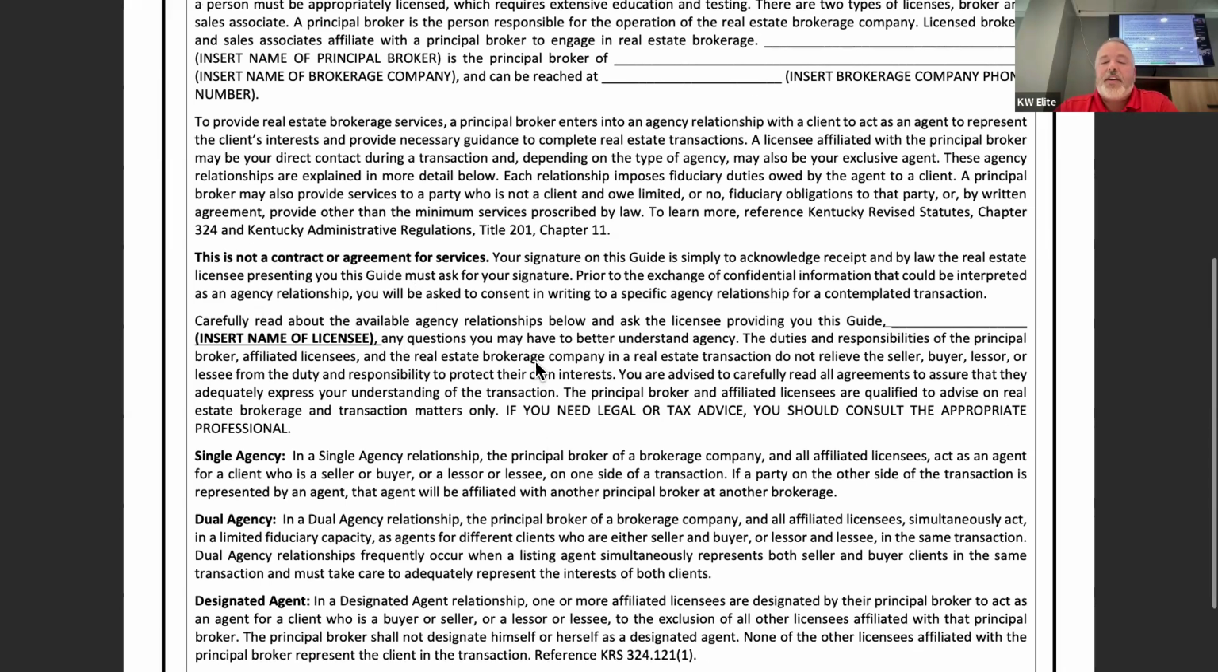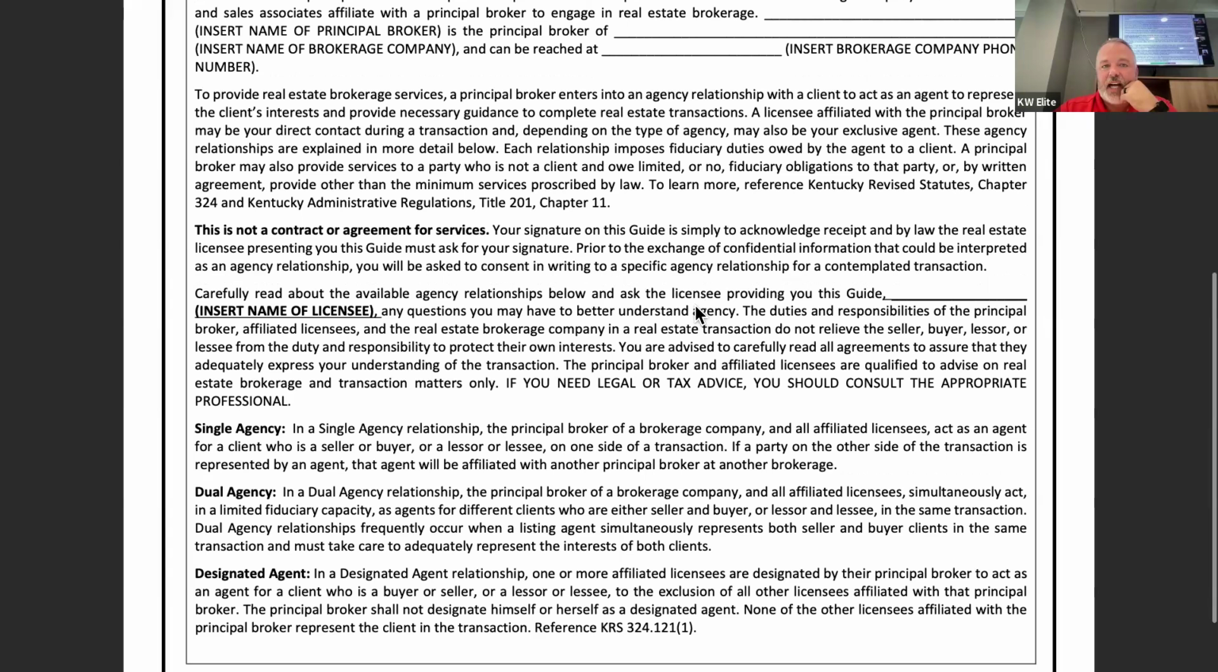The next paragraph is where you're actually going to be named for the first time as who's talking to this particular client. So you can see, carefully read about the available agency relationships below and ask the licensee to provide this guide. And then here's where you're going to put your name. So if it's me, I'm putting Matt Brown in here. Now, here's the key. You do not put your team name. You do not put your Rainmaker's name. As a licensed agent, you put your license name right here. That way it's very clear that I'm the one that presented this to you. I'm the one that talked to you about it, things along those lines.